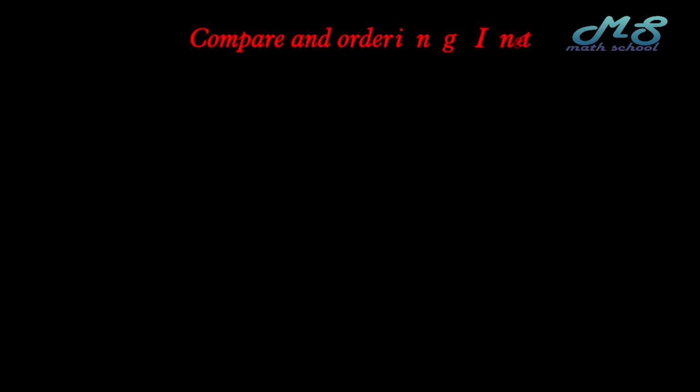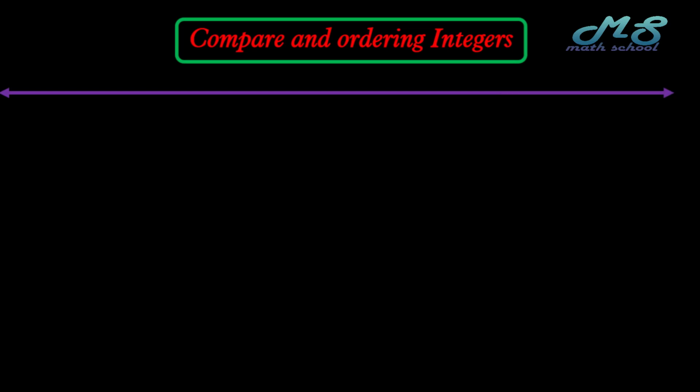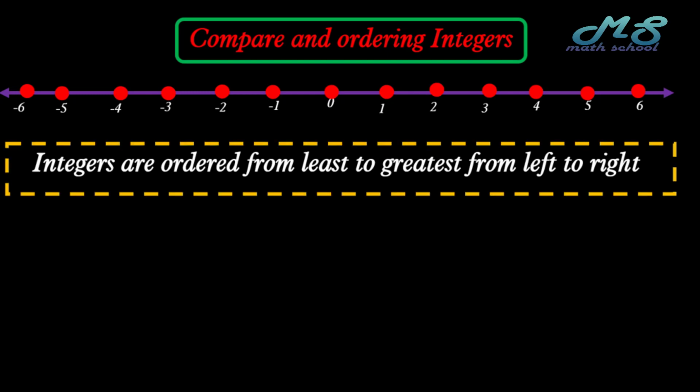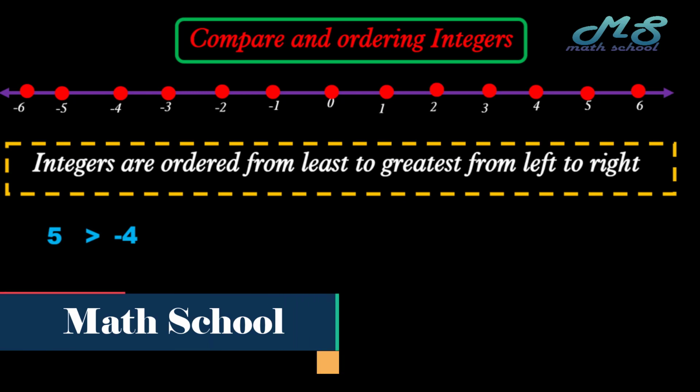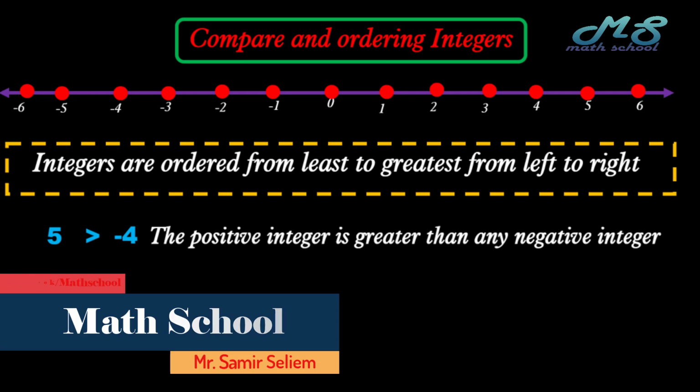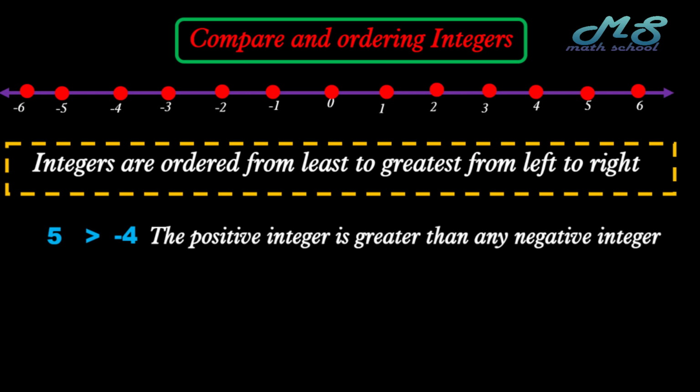Next, comparing and ordering integers. We studied before the set of integers on the number line. The main idea of comparing and ordering integers is that integers are ordered from least to greatest, from left to right. This is the main idea. We will take some notes. For example, 5 is greater than negative 4. Ask yourself, 5 is positive and negative 4 is a negative number. So generally we can say that a positive integer is greater than any negative integer.